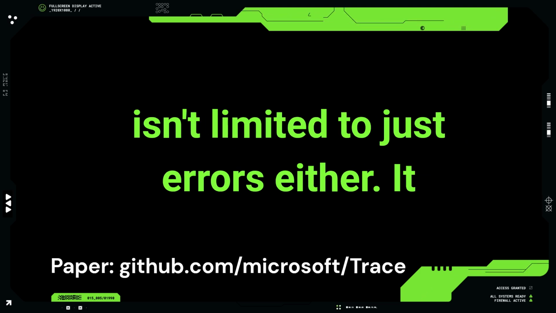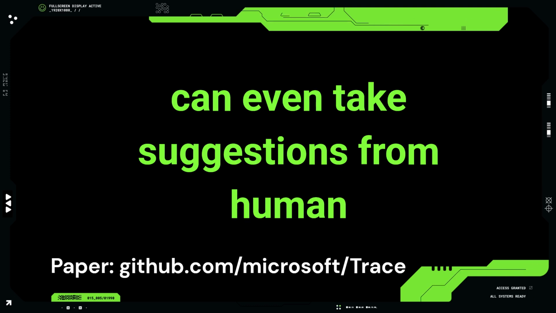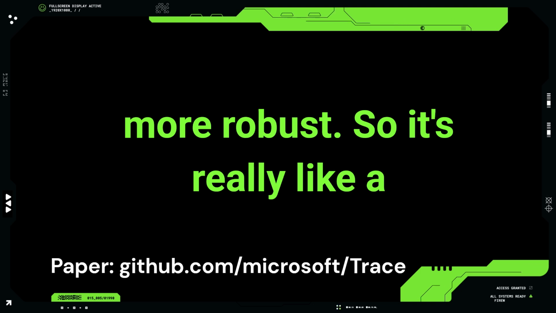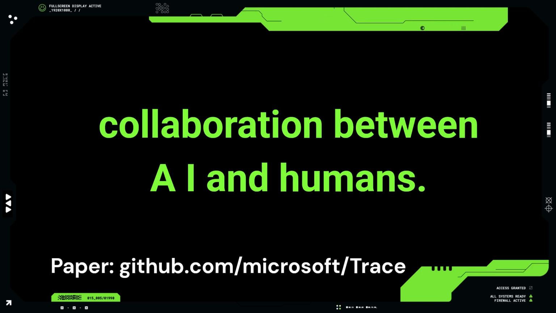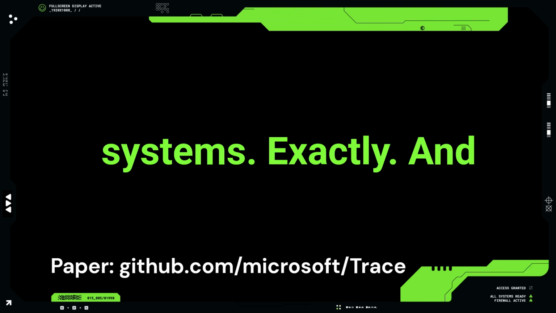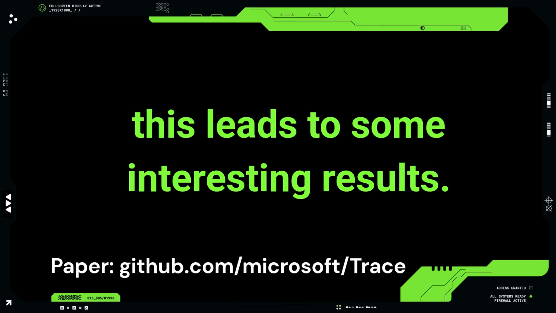Exactly. And the feedback isn't limited to just errors either. It can even take suggestions from human experts, which makes the whole process more robust. So it's really like a collaboration between AI and humans, both working together to optimize these systems. Exactly. And this leads to some interesting results.